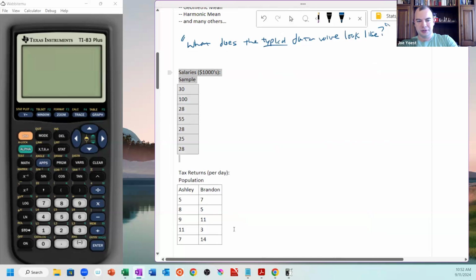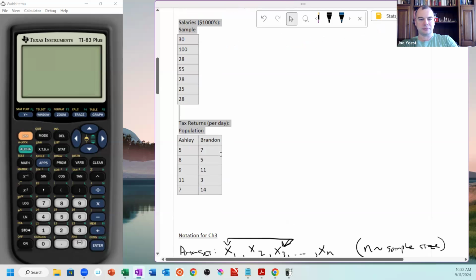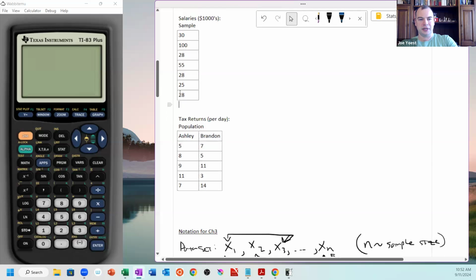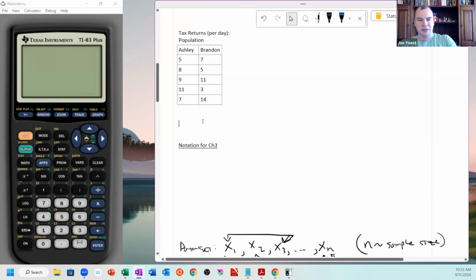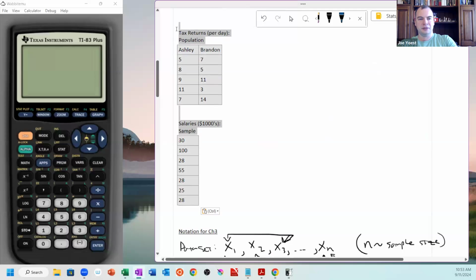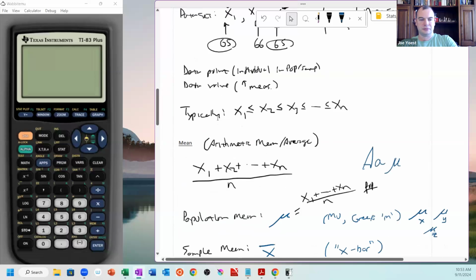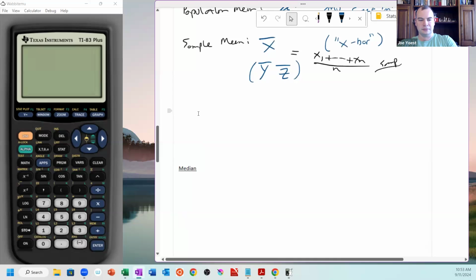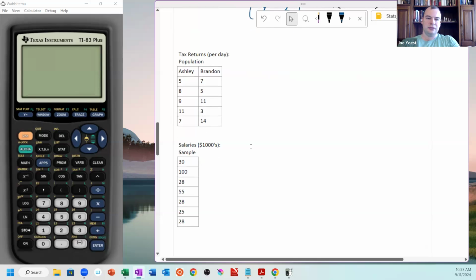Okay, so let's bring our data sets down. I actually want to do these in the opposite order, so let me just move them around a little bit. And we'll go through each of these data sets and compute the mean for each of them.